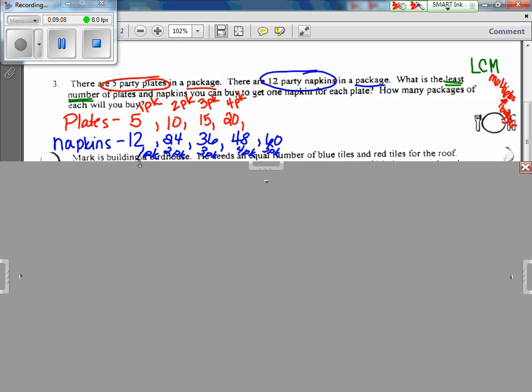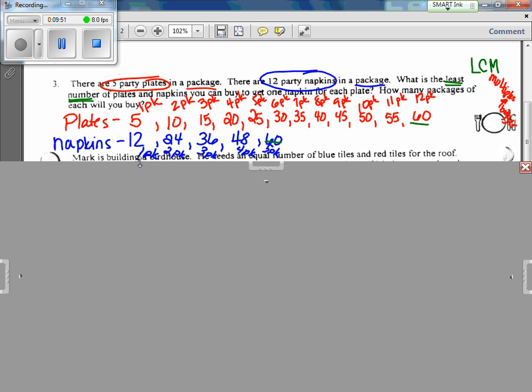So I'm going to continue with my plates. We were at 4 packages means 20 plates. So then 5 packages would mean 25. 6 packages would mean 30. 7 packages would mean 35. 8 packages would mean 40. 9 packages would mean 45. 10 packages would mean 50. 11 packages would mean 55. 12 packages would be 60. And finally, I see a common number. I have 60 plates, 60 napkins.